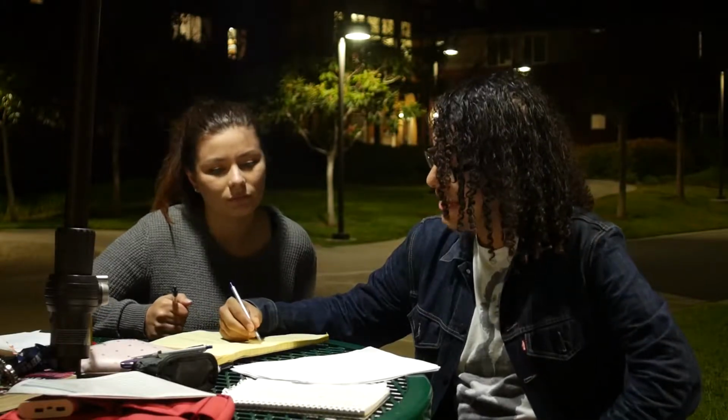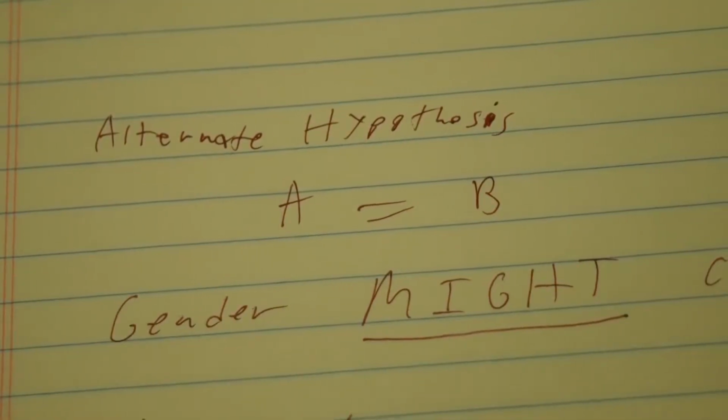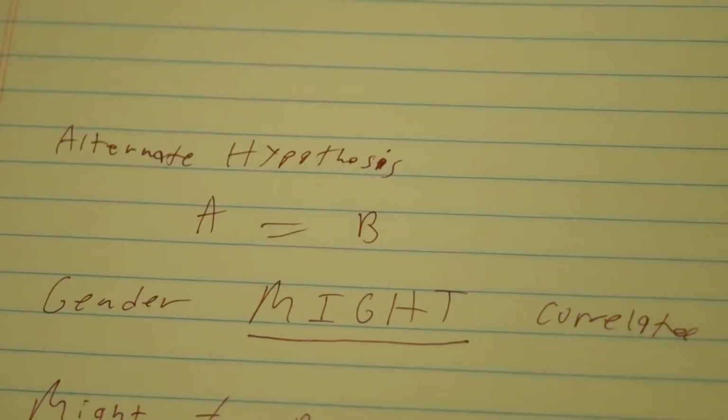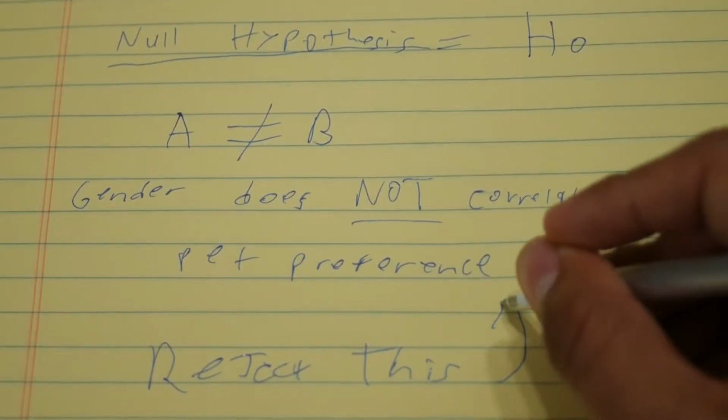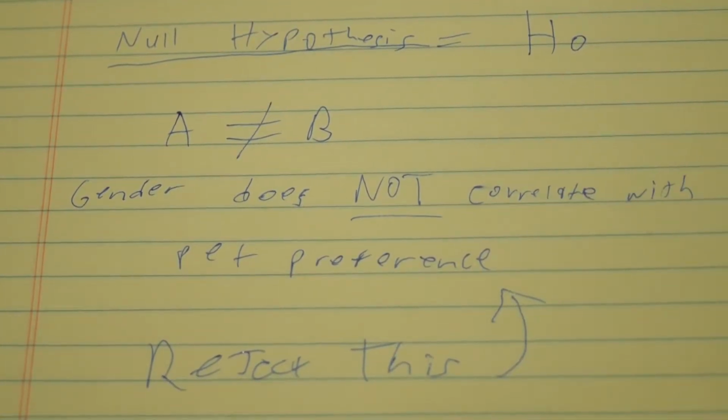This is where the alternate hypothesis comes in, represented as H1, meaning that A does equal B, so that would mean gender does or maybe correlate with pet preference. So we're proving it does. We can't exactly prove it does. We can only reject the hypothesis and say that it might be true.